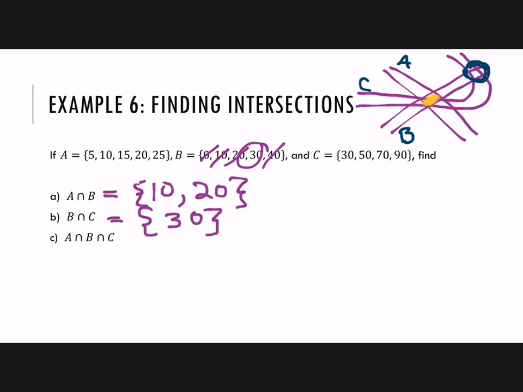So what I'm looking for in this is the set of all the elements that are in A and B and also in C.